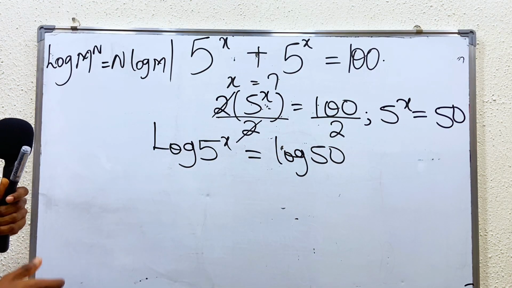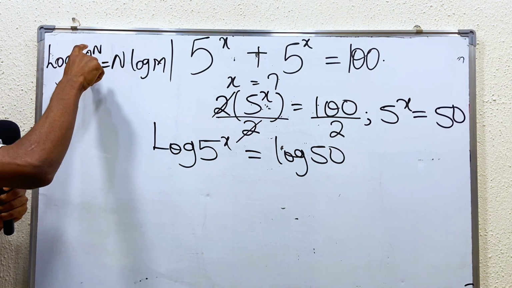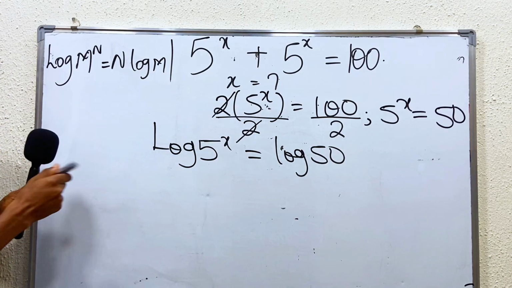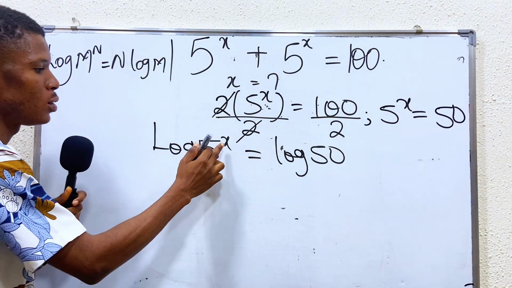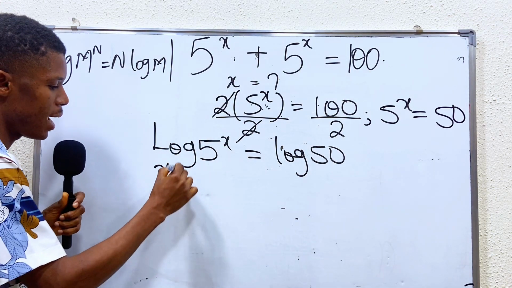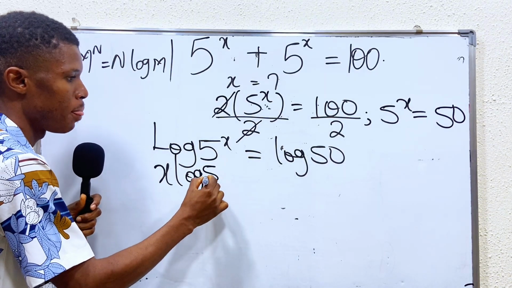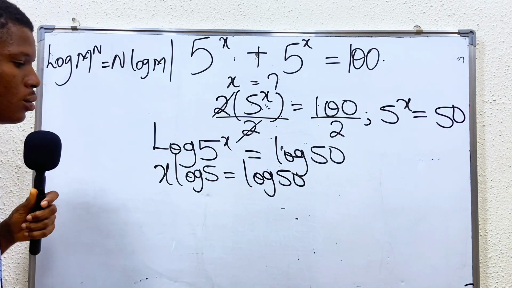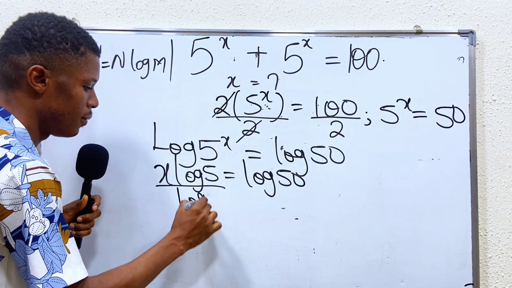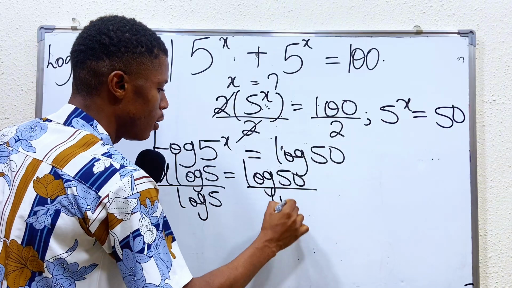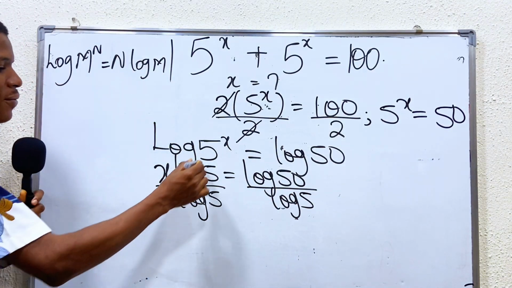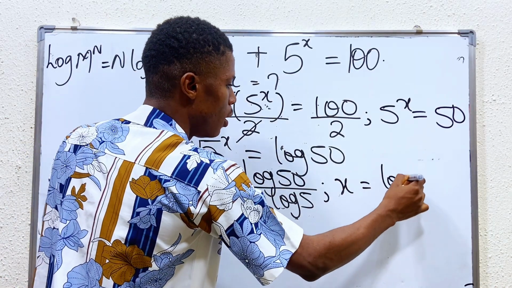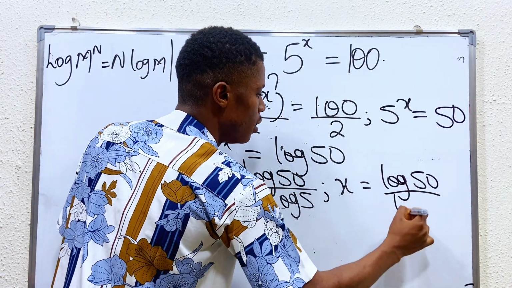Okay? What the law of logarithm says is that whenever we have a number in a logarithm raised to a power, we just have to multiply the power to the log. So this case will now be applied here. The power here is x. So we'll multiply x to log 5, and that's equal to log 50. The next thing we do is to divide through by log 5 and divide through by log 5. If we divide through by log 5, we now have that x is equal to log 50 over log 5.